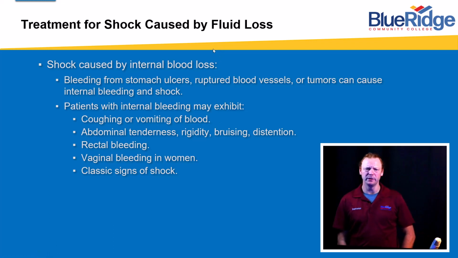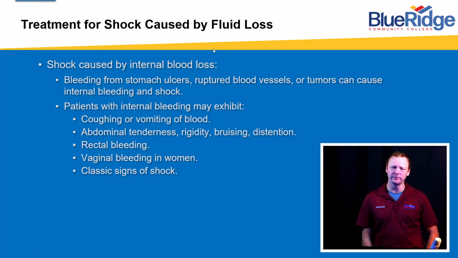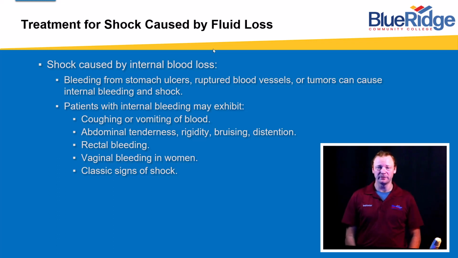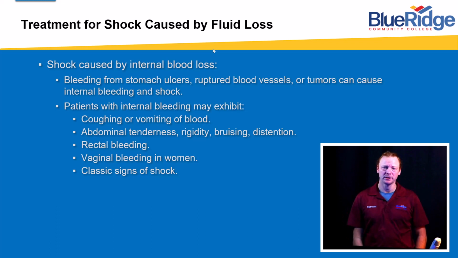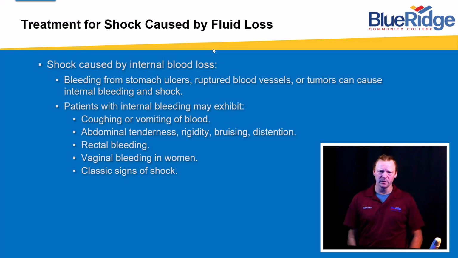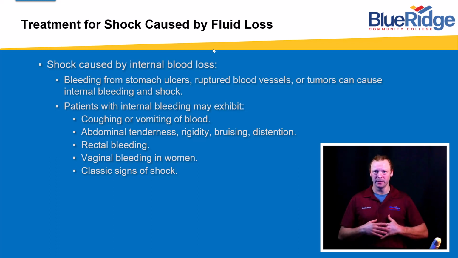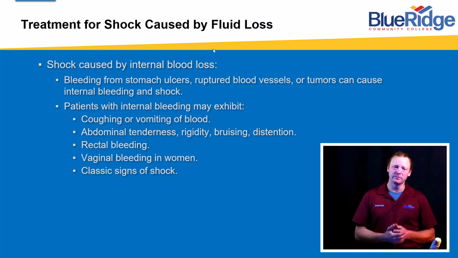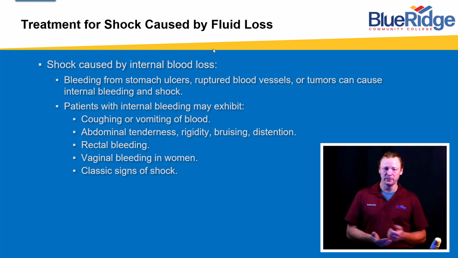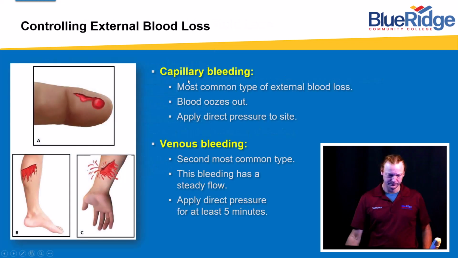Internal hemorrhage: bleeding from the stomach or from stomach ulcers, ruptured blood vessels or tumors can cause some very serious internal bleeding and then shock. Patients with internal bleeding may exhibit coughing or vomiting of blood, abdominal tenderness, rigidity, bruising, and distension to the abdomen. That's where their belly will look a lot larger and be more firm and rigid. They may have rectal bleeding, vaginal bleeding in women, and they'll also present with the classic signs of shock as well. And remember, ABCs, temperature control, and that as well.